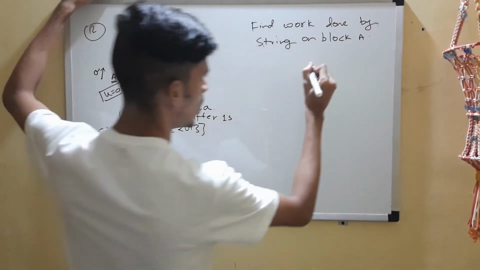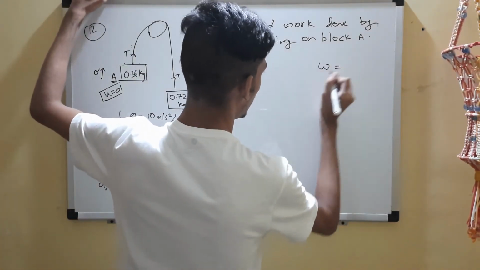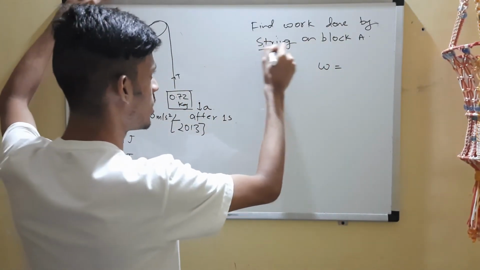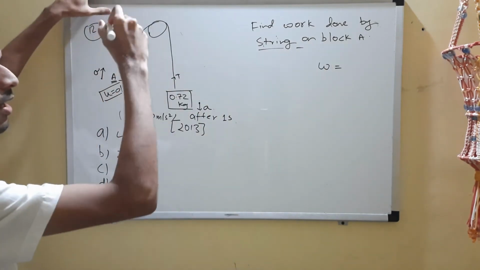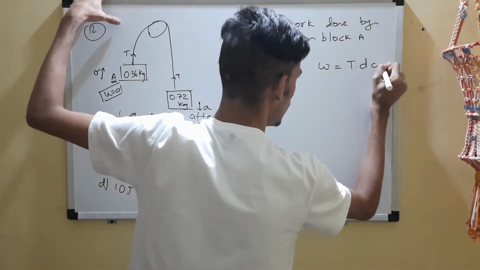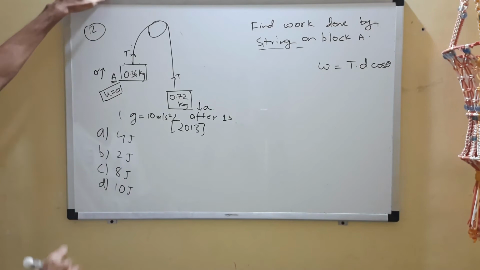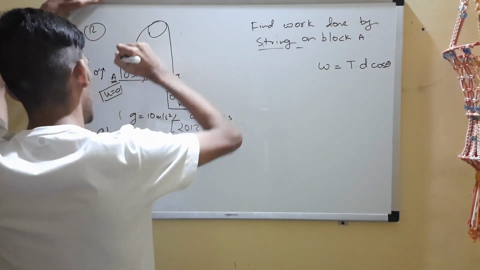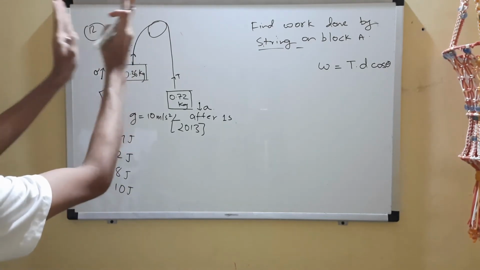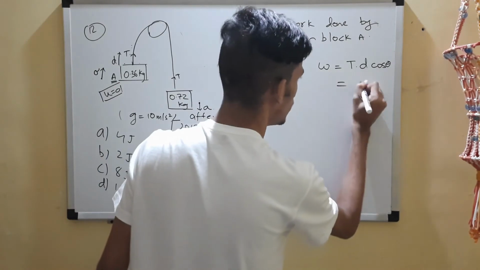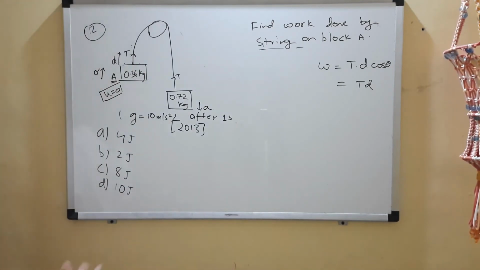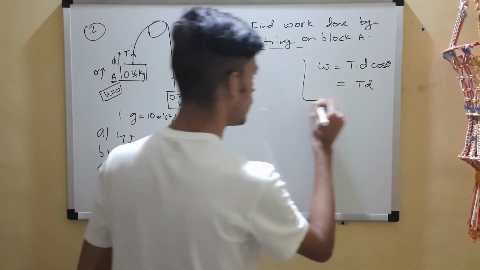We are going to approach this question by using the definition of work itself, which is force into displacement. The work done by the string will be due to the tension force, so tension force into displacement into cos theta. One thing to note is that the displacement and the tension are in the same direction, so the angle between them is 0, and cos 0 is 1. So work is T times d. We just have to find the tension and displacement, multiply them, and we get our work. So let's just do that.